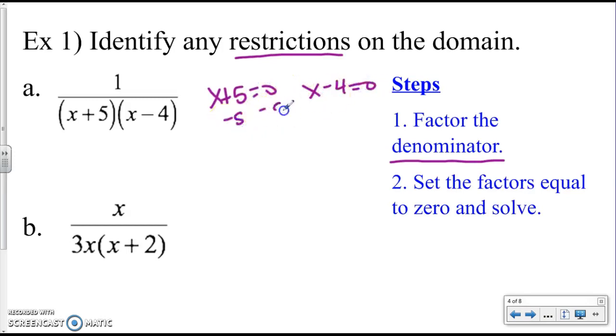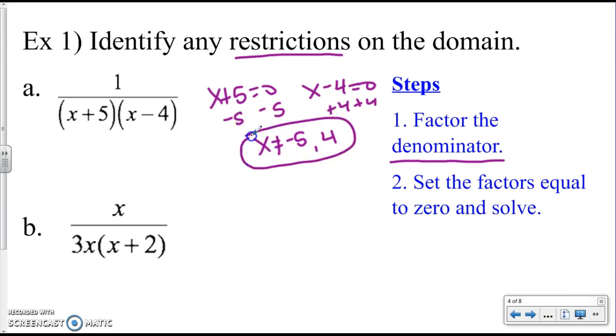So I subtract 5 for the first one, and add 4 for the second one. So my restrictions are that x cannot equal -5 or 4. Okay, and I show that my restrictions are that by using this not equal to sign. That's my way of knowing that I can't use those values.